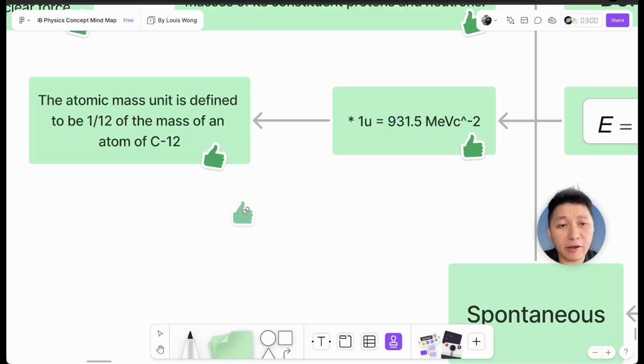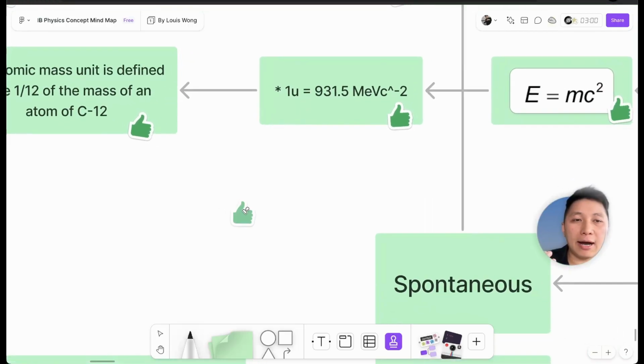1 U, whenever you have a mass of 1 U, is somewhat equivalent to 1 proton or 1 neutron, although you should not take it as exactly 1. You should use the exact masses of the proton and neutron in terms of U, which are 1.0 something, in your data booklet.